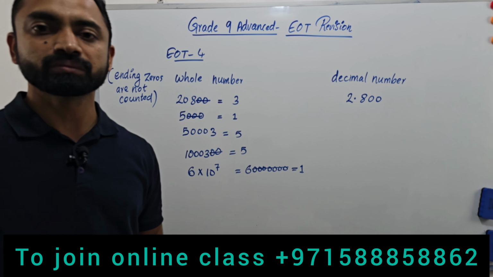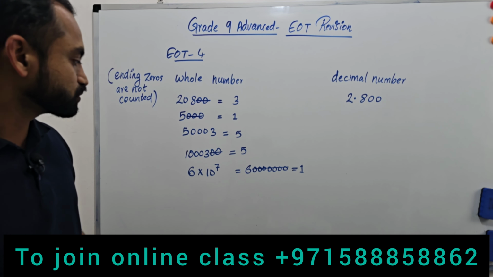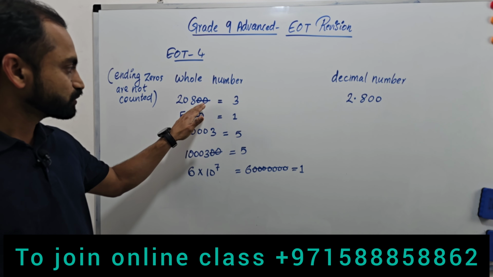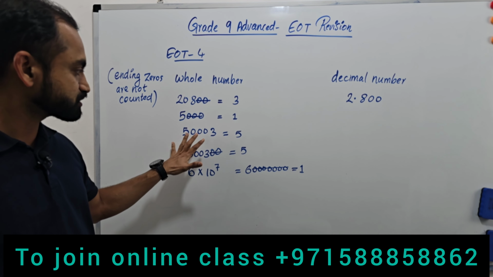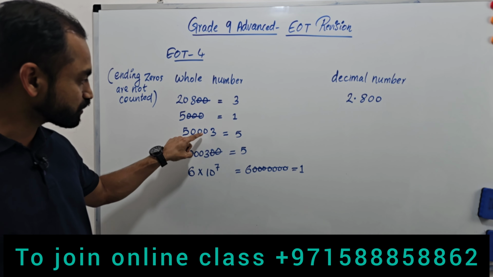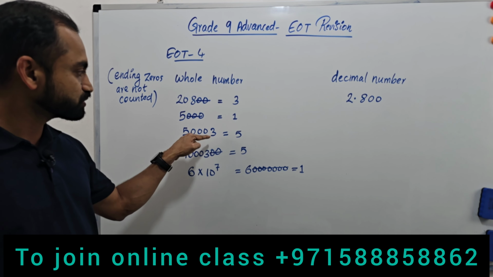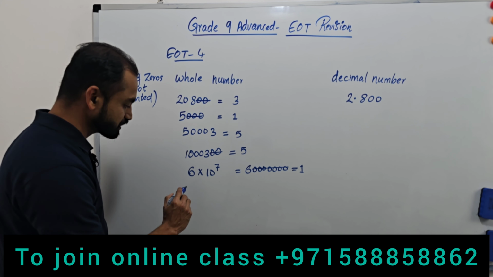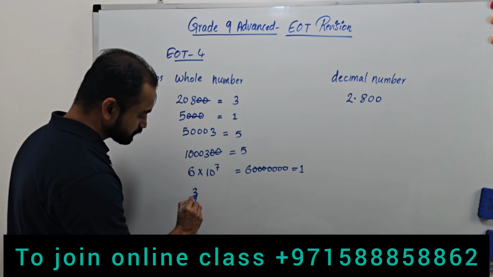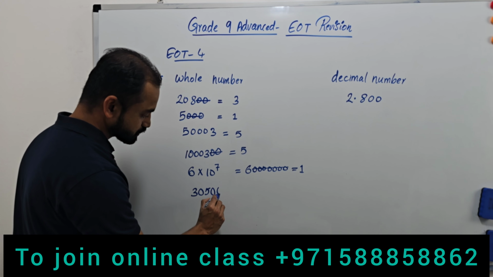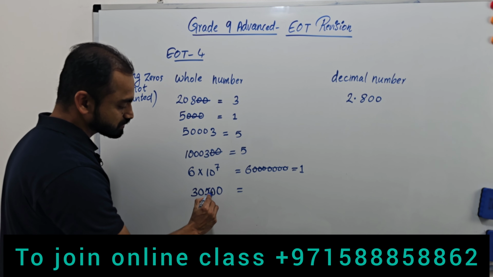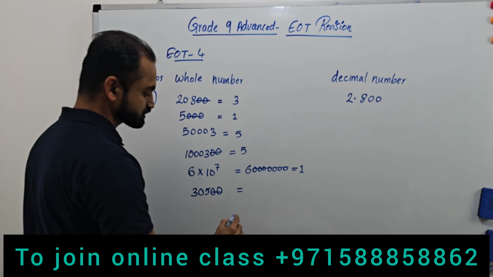So if the given number is a whole number, how to count the significant figures? Do not count the ending zeros. All other digits are significant, even if there is zero in between two non-zero digits. For example, I will write like this: 30500. Only ending zeros are not counted. All other digits are significant.